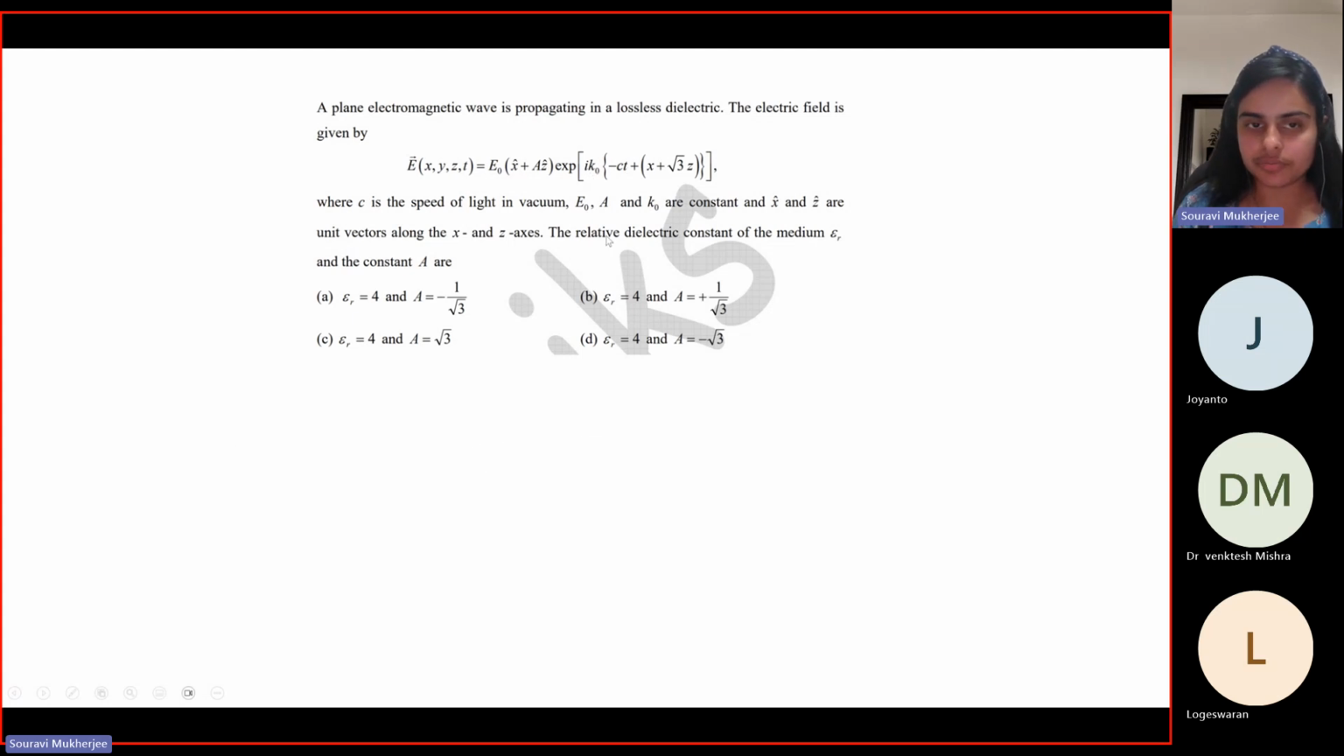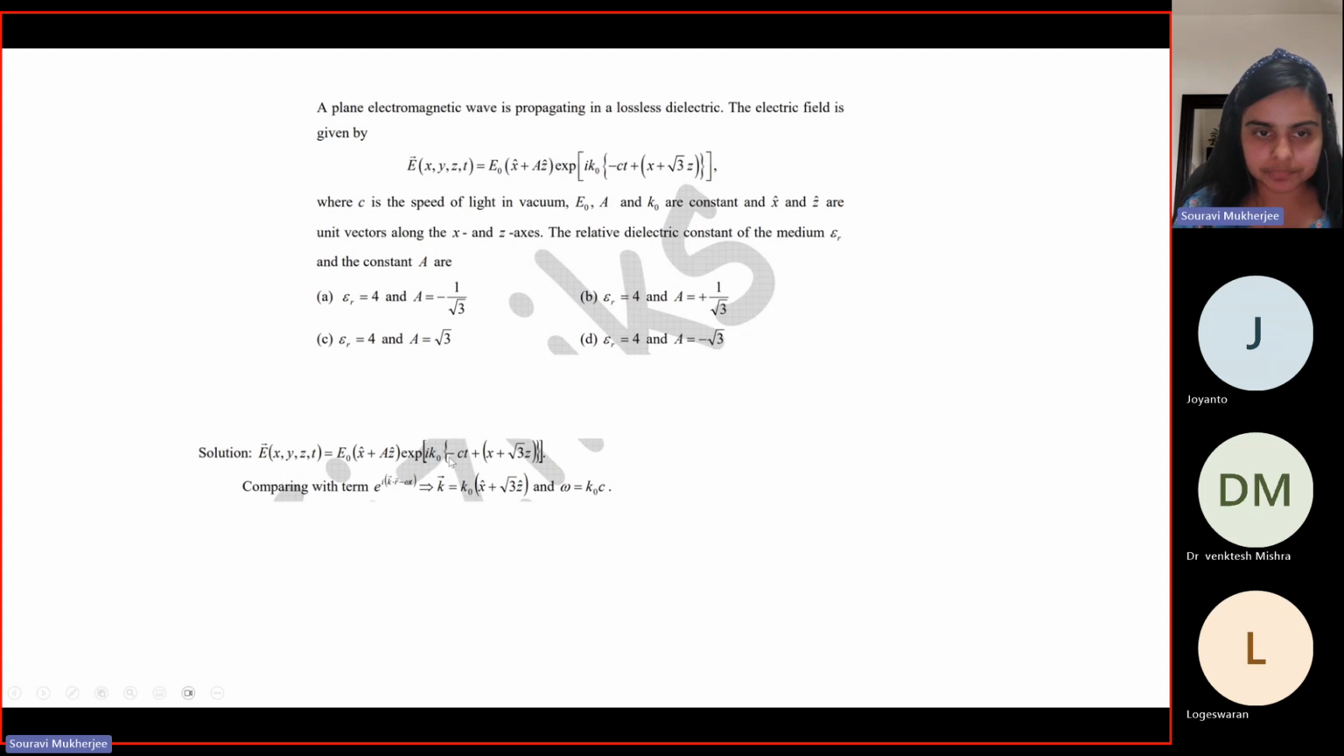Here, if you write clearly, if you compare with e to the power i k dot r minus omega t, we know that the wave vector should be given as k naught into x cap plus root 3 z cap. So this is your k dot r term, and omega should be given as k naught into c.